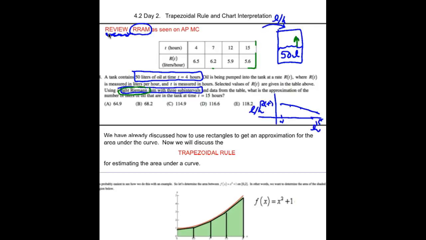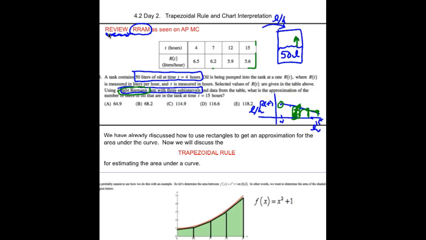When I'm using right rectangles, what that means is I'm going to go up and hit on the right, go over, go up and hit on the right, go over, up and hit on the right, go over. So I'm going to be using these right endpoints, and I'll never use the leftmost one. Right rectangle basically means stick to the right. So what I need to do is figure out base times height of all the rectangles.